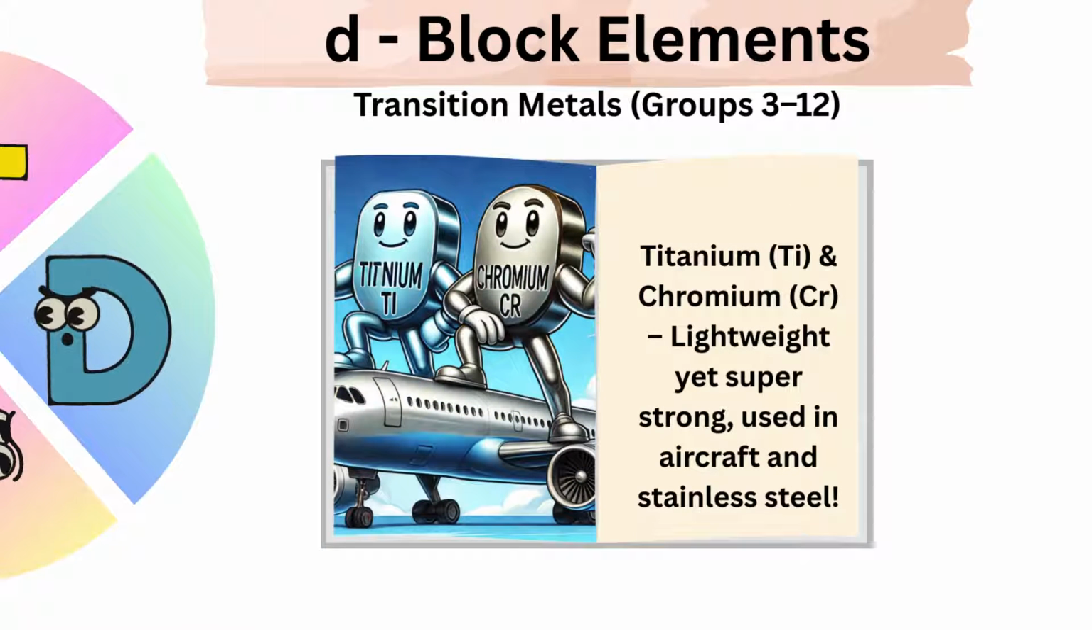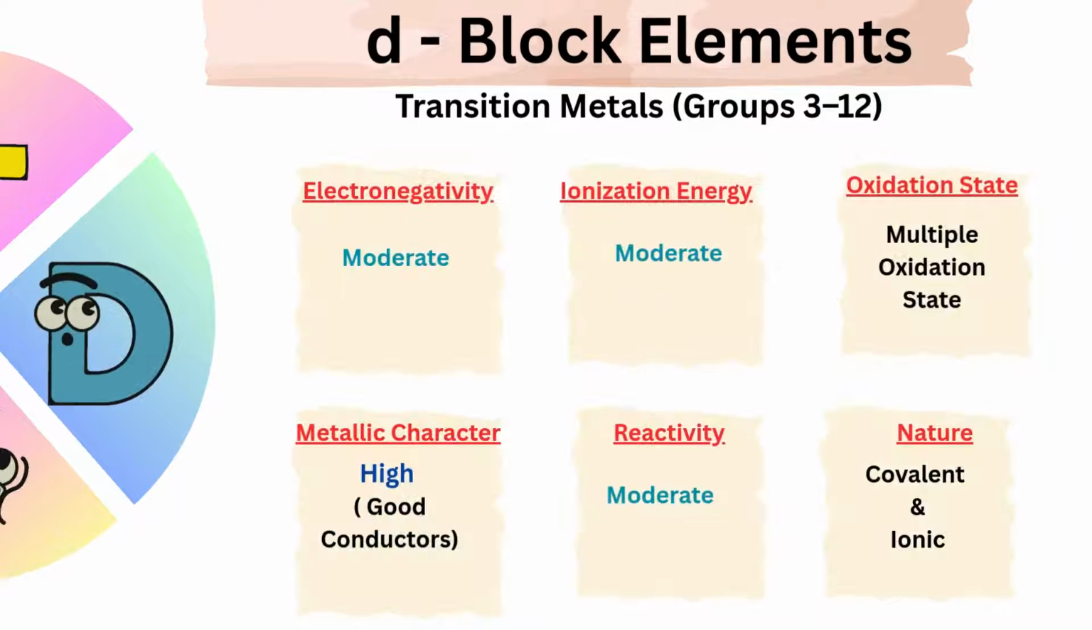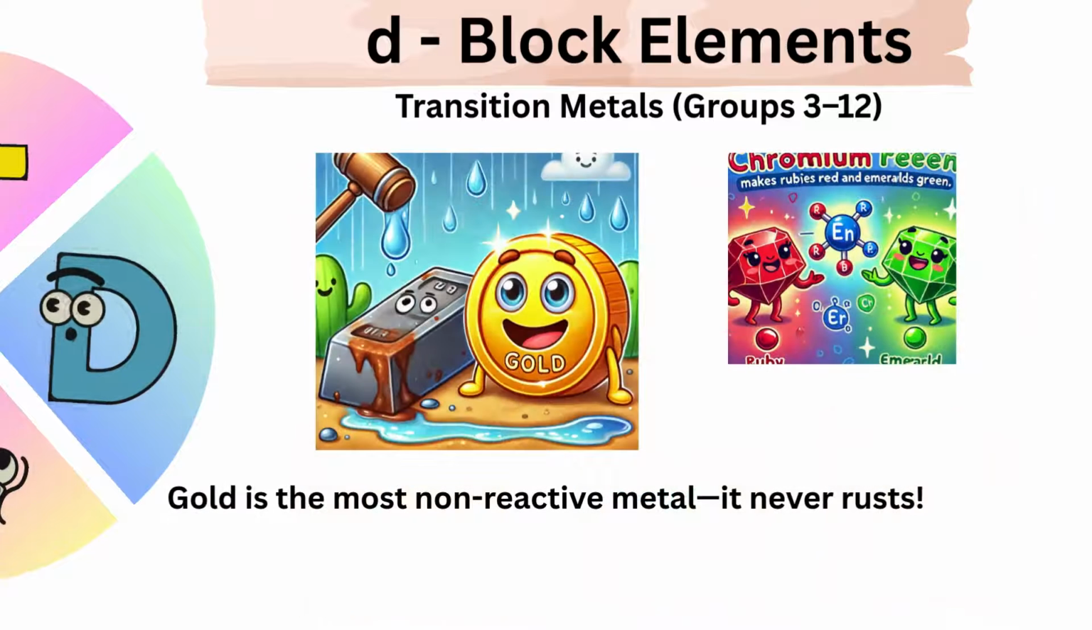Titanium (Ti) and chromium (Cr), lightweight yet super strong, used in aircraft and stainless steel. Properties of D-block elements: strong and durable, essential for construction and machinery, great conductors, used in electrical wiring and circuits. Often colorful, transition metals form vibrant colored compounds used in paints and dyes. Can have multiple oxidation states, making them useful in chemistry and catalysis.